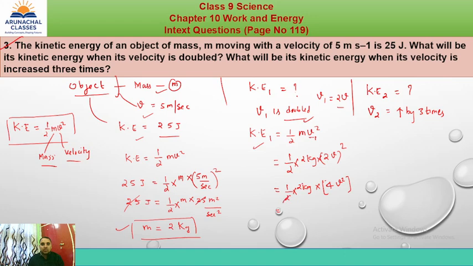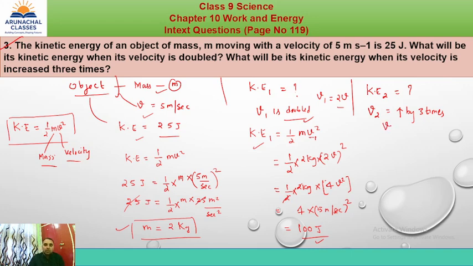Then this 2 and 2 cancel. It is 4v square. V is given as 5 meter per second whole square. So 5 5s are 25, 25 4s are 100. It is 100 joule. So this much amount of energy will be the kinetic energy when the velocity of the object is doubled. Let's go for the third case.